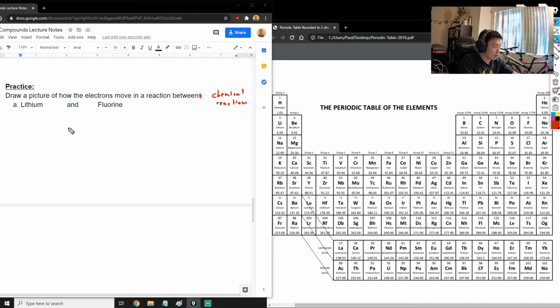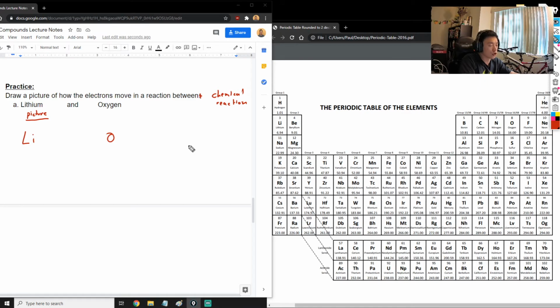Okay, so here we have lithium and we have fluorine. So we have Li. Actually, let's change up the problem. Let's not do lithium and fluorine. Let's do lithium and oxygen. Make it a little bit more challenging for us. Okay, so we have lithium and we have oxygen. So we have Li and we have O. So let's start off this problem by drawing the picture of how the electrons move.